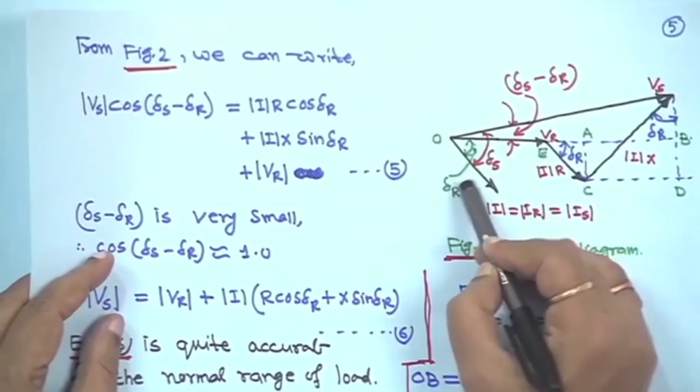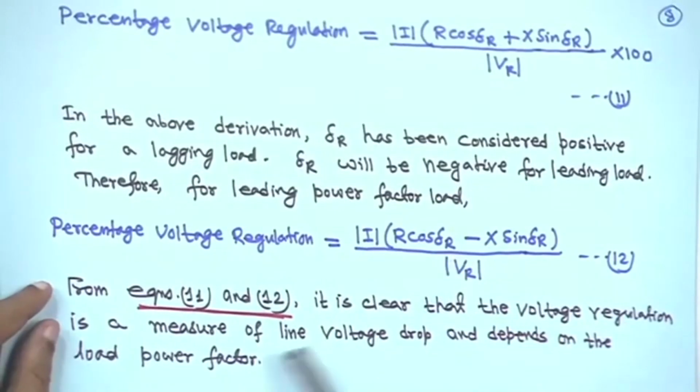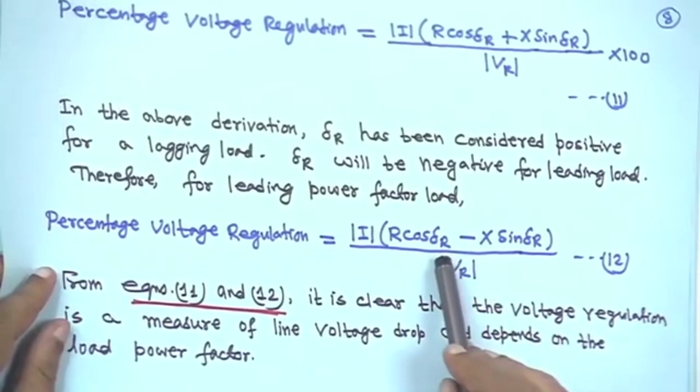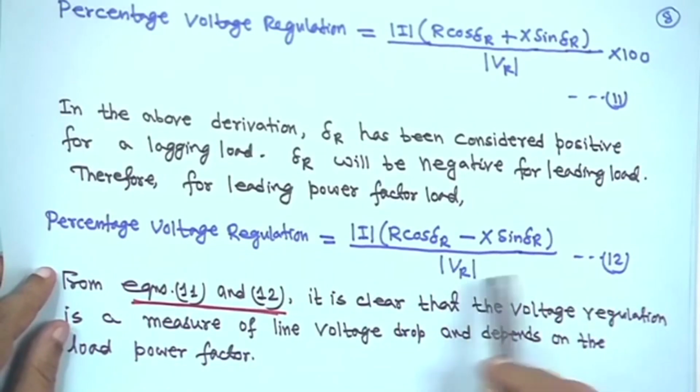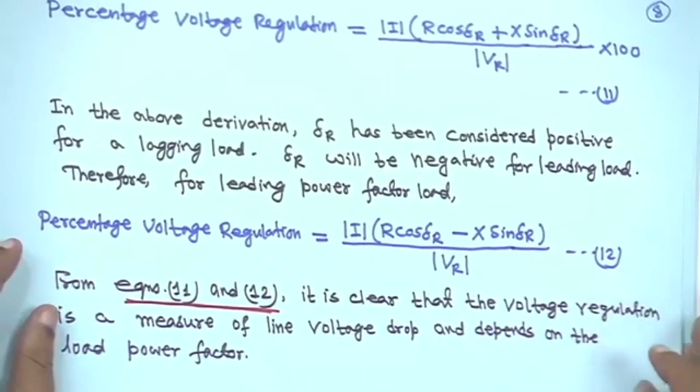This green color is delta r, that means this depends on the load power factor. So, basically it is the load current angle delta r and the receiving voltage. It depends on this equation 12. So, this is for the short line.